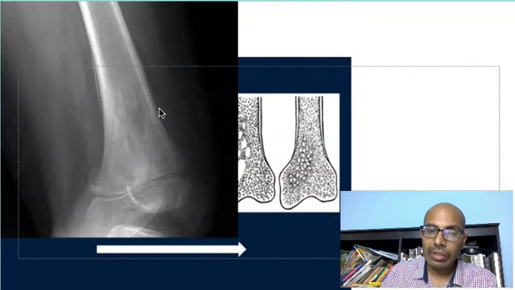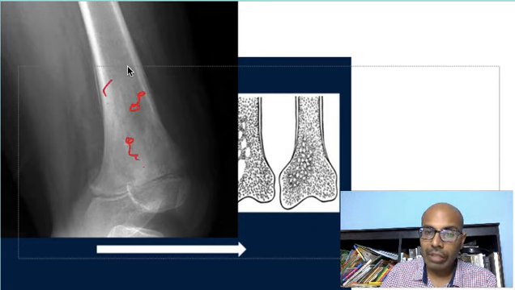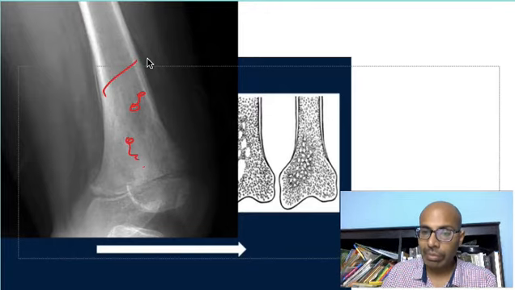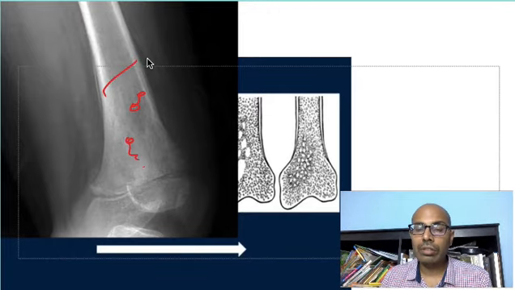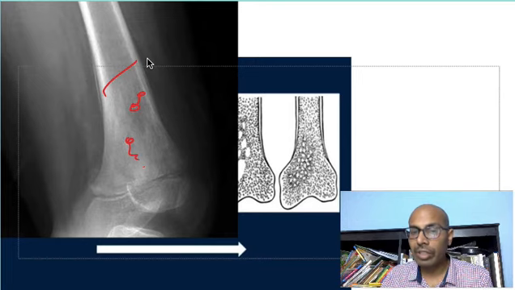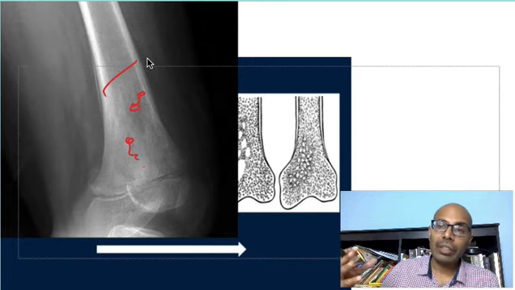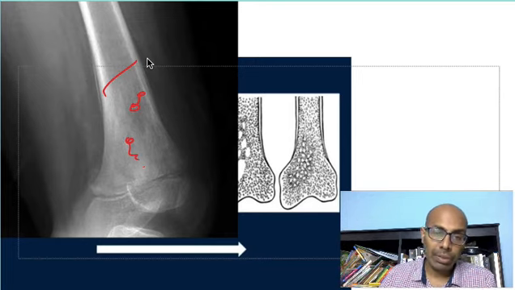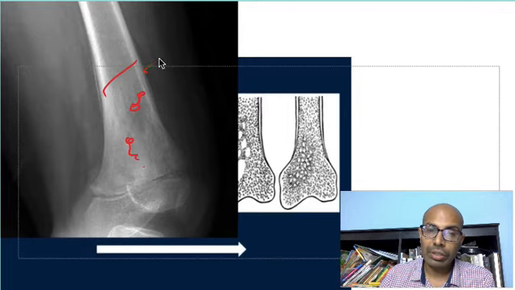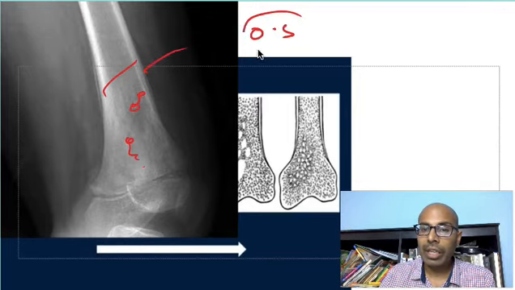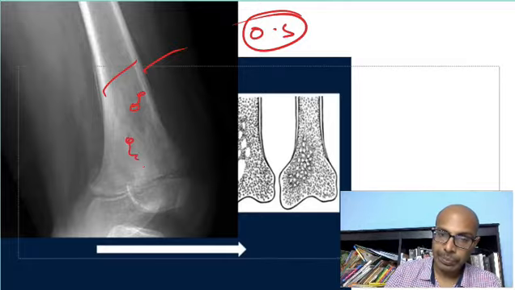And the last one, the most aggressive form of this, is the permeative lesion, where you have multiple small lesions. There is no clear demarcation between normal bone and abnormal bone, and this is the most aggressive form of bone lesion, the zone of transition having the worst prognosis, and this is most commonly seen in osteosarcoma and other malignant bone tumors.